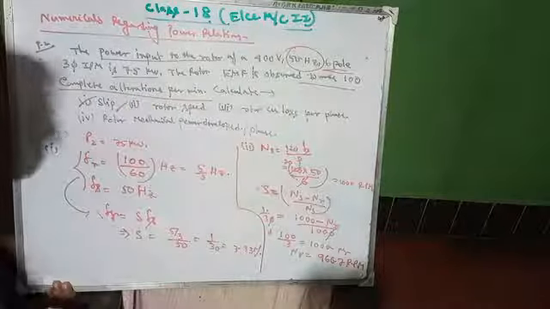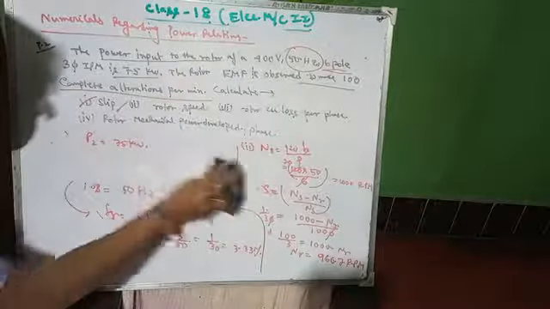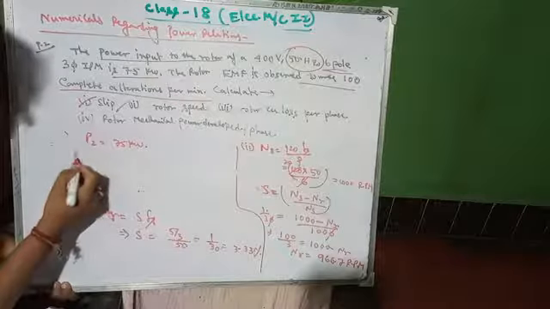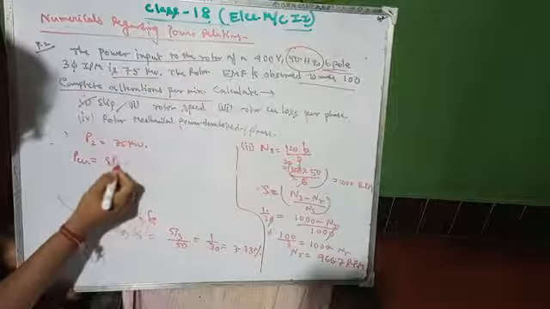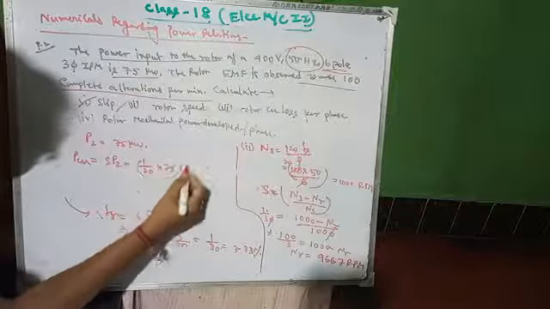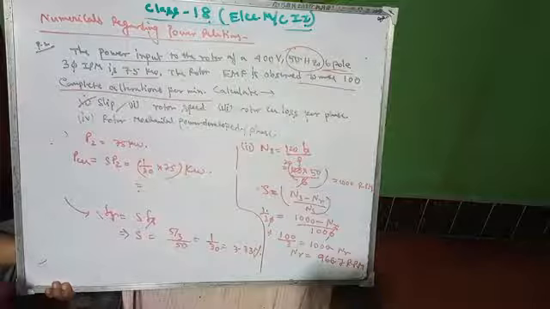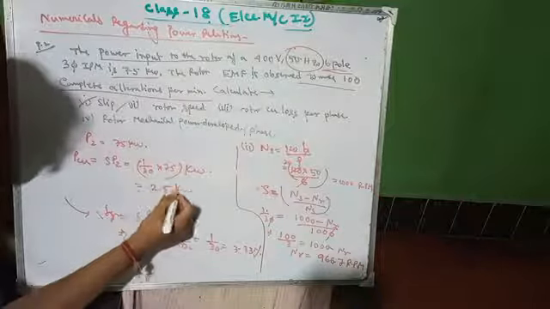So the first two problems are completed. Now rotor copper loss per phase. So rotor copper loss is what? Directly you can find PCU, rotor copper loss, equals S into P2, right? So S equals 1 by 30 and P2 equals 75. So rotor copper loss equals 75 by 30 kilowatt, that will be 2.5 kilowatt.